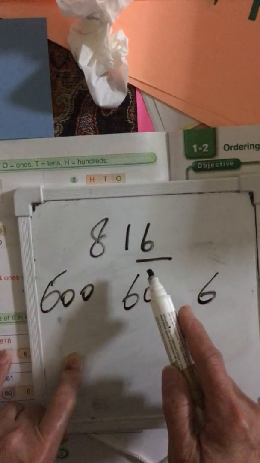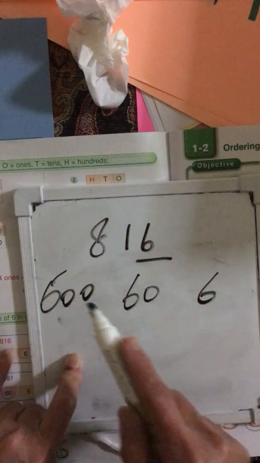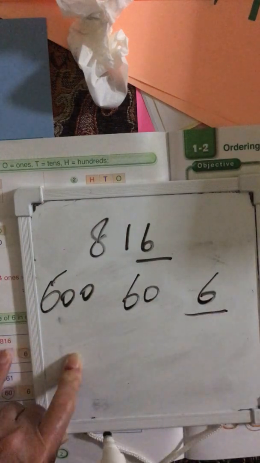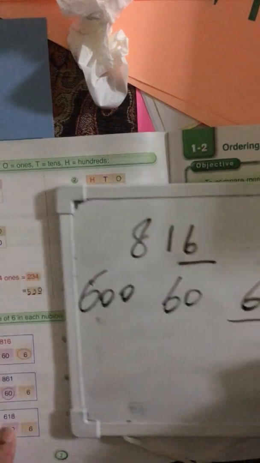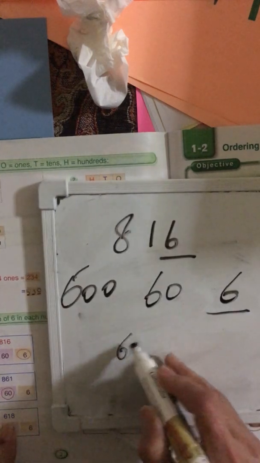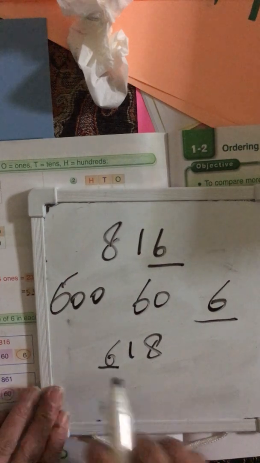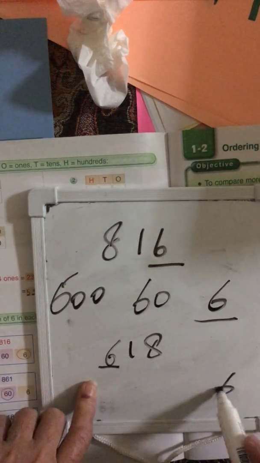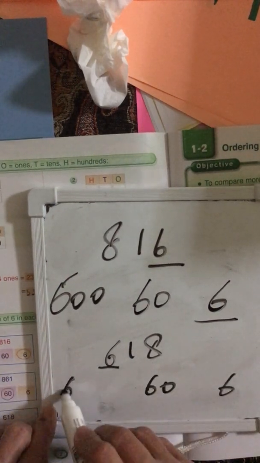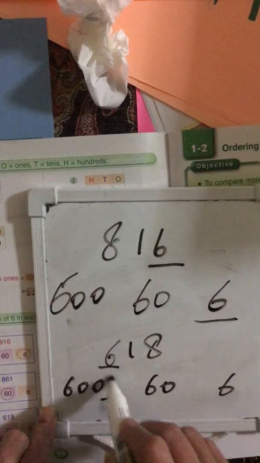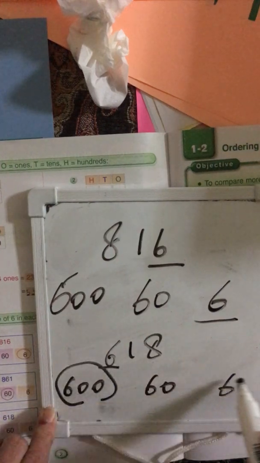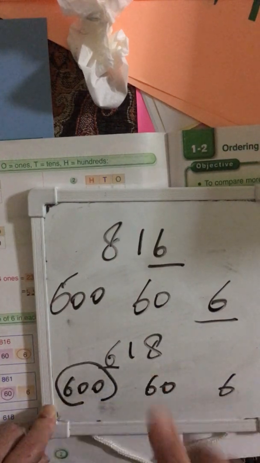The 6 in the ones place is 6, it is not 60 or 600, so the correct answer is 6. For example, they give you 618, and they underline the 6. The 6 in which place? Is it 6, is it 60, or is it 600? Of course it is 600. So there are 3 answers, one of them is correct, and you are going to choose.